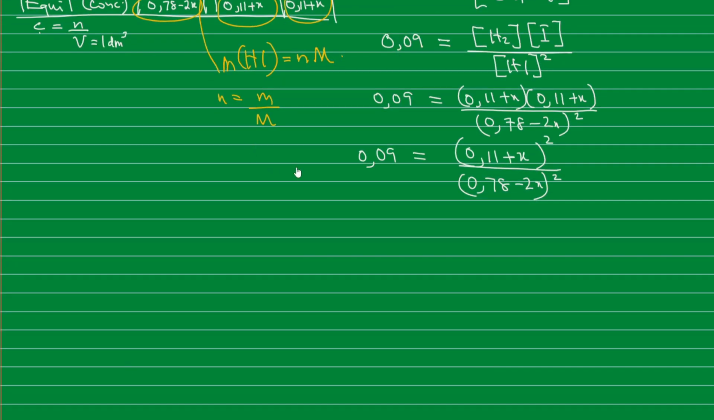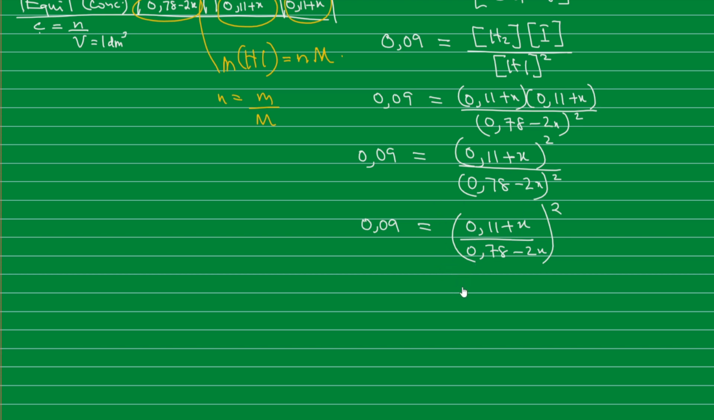Now that is a rather complex equation to solve, but what we can do is combine this together. We are going to have here 0.09 is equal to 0.11 plus x over 0.78 minus 2x, everything being squared. Everything is squared because the numerator is squared and the denominator is squared. Now that gives us the leverage to take a square root on both sides.